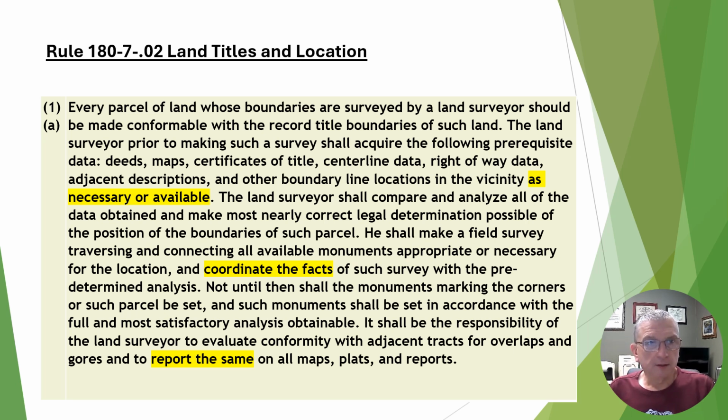So this rule begins by saying every parcel of land whose boundaries are surveyed by a land surveyor should be made conformable with the record title boundaries of such land. That means we cannot ignore the record title boundaries of the land. The legal description of our subject property that vests them with title, what we call the vesting description, is what our survey needs to be conformable with. Now, don't despair if it's vague or if it has some issues. We'll come back to that.